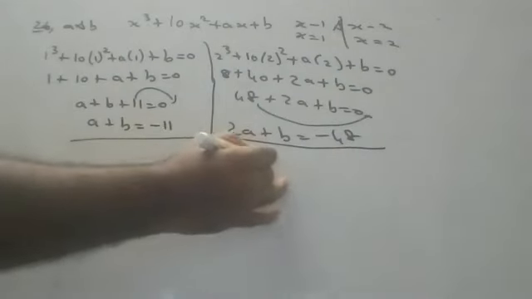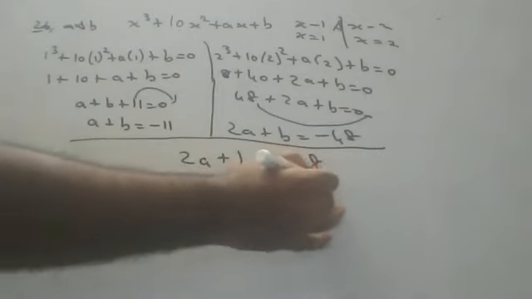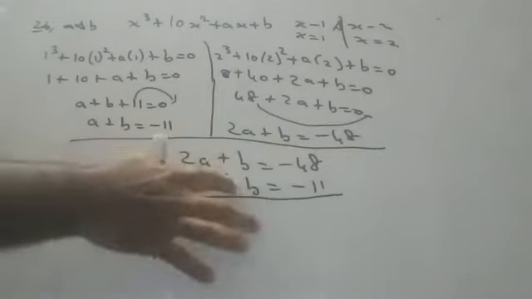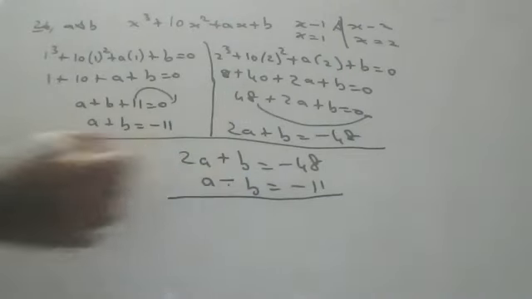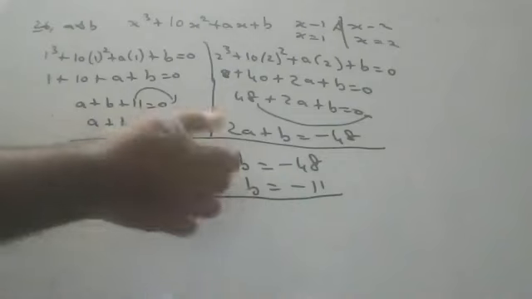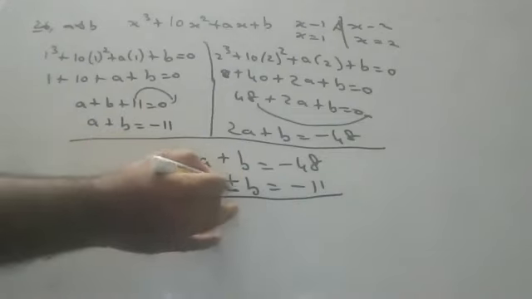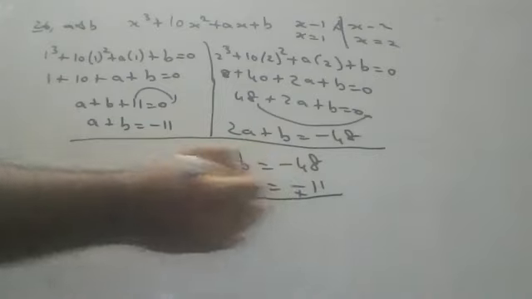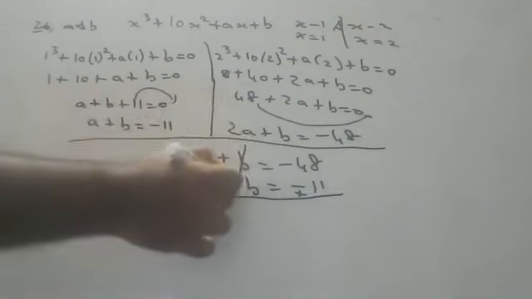2a plus b is equal to minus 48 is one equation. a plus b is equal to minus 11 is the other equation. Plus and plus we can't cancel, so change all the signs. Children, if plus and minus are there, no need to change, you can cancel directly. But if both are plus, you have to change all the signs. So this will also become minus, this will also become minus, and minus will become plus. Okay, change all the signs. When you change all the signs, you can cancel.